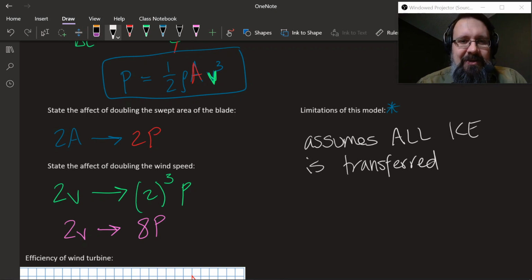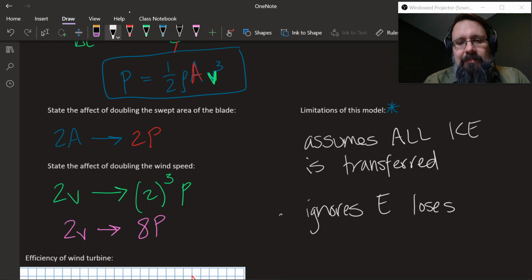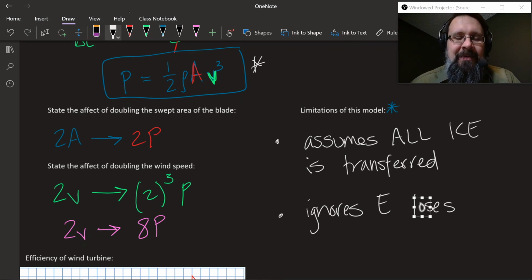What are the other limitations of this model? It's ignoring the efficiency, like energy losses. So it ignores energy losses. This is just a theoretical, put an asterisk next to it. This is a theoretical maximum. You're never going to realize this in real life.